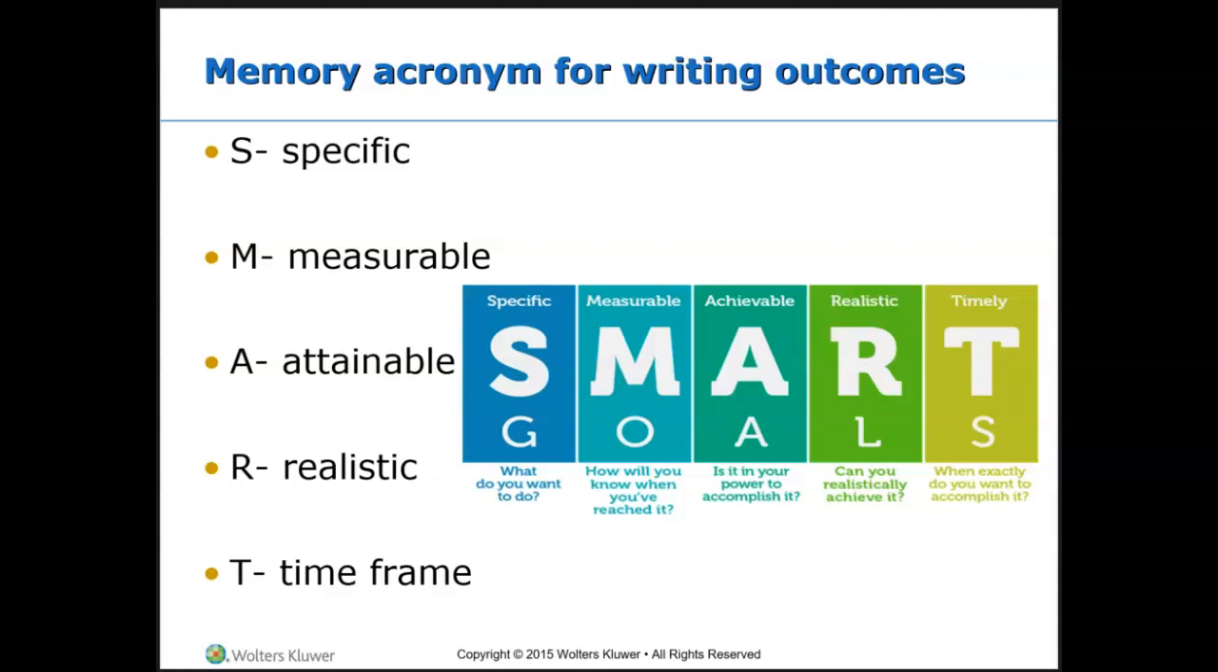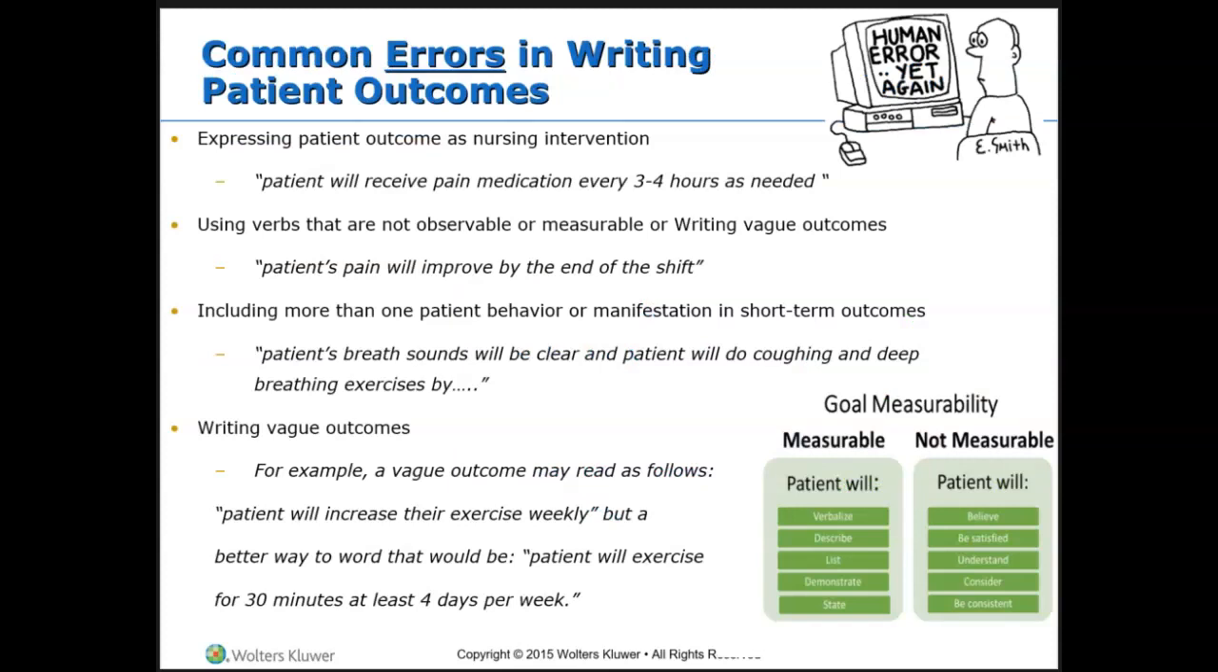Finally, the last piece is timely. So you need to have a time frame on there. If there's no time frame, then again the goal is useless, because we're not coming back and checking to see, did they obtain that goal, right? So exactly when do you need to accomplish this by, or more precisely, when do you want to accomplish this by?